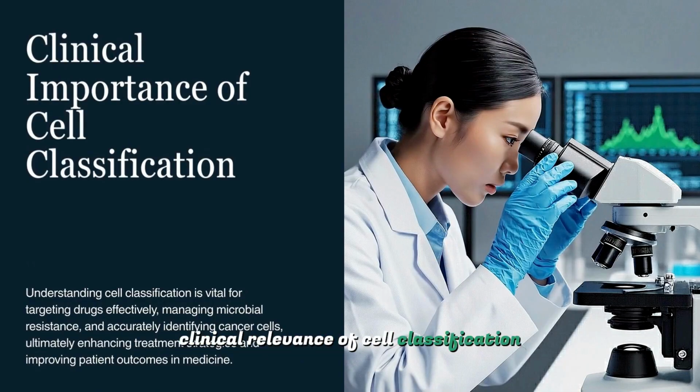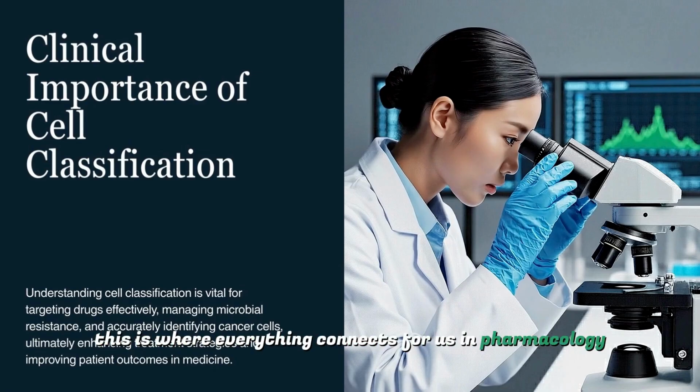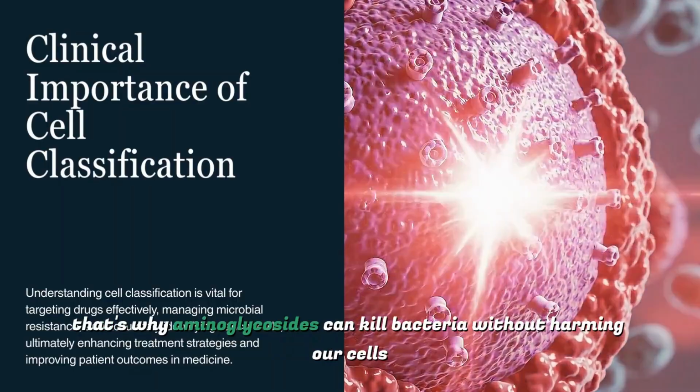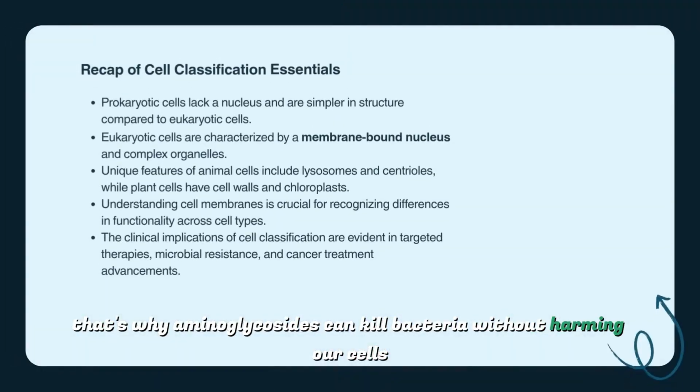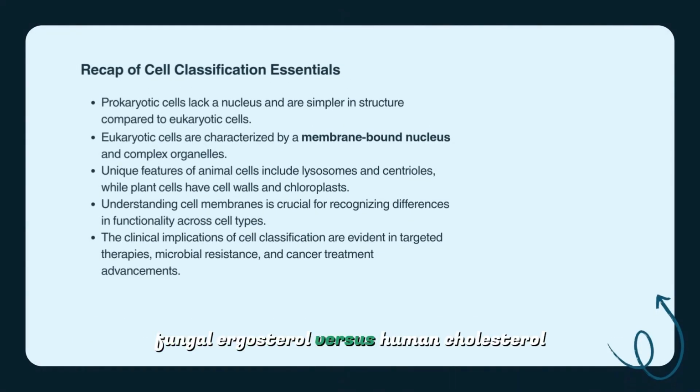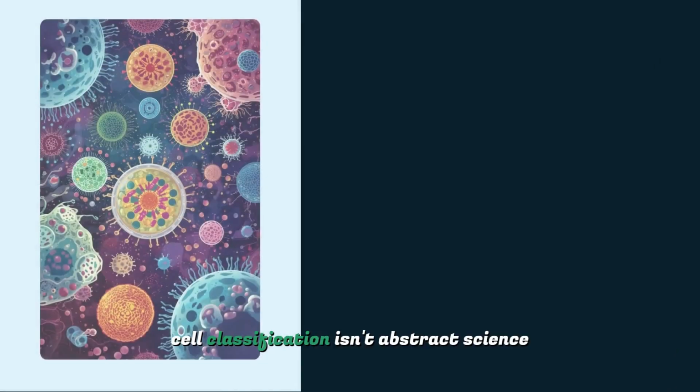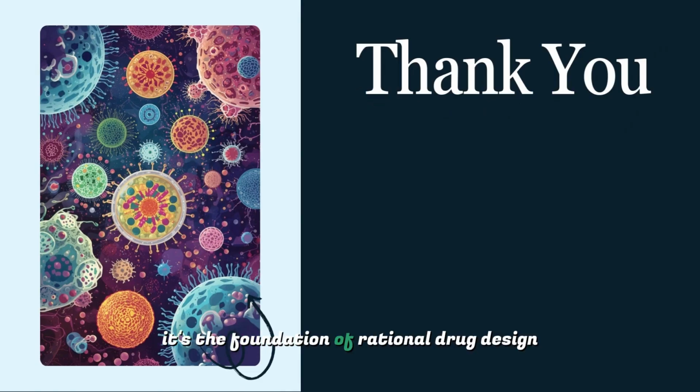Clinical relevance of cell classification. This is where everything connects for us in pharmacology. Bacterial ribosomes differ structurally from human ribosomes. That's why aminoglycosides can kill bacteria without harming our cells. Fungal ergosterol versus human cholesterol. That's the basis of antifungal selectivity. And when we look at cancer cells, their structural abnormalities, unregulated division, altered surface receptors, dysfunctional mitochondria, are exactly what targeted cancer therapies are designed to exploit. Cell classification isn't abstract science, it's the foundation of rational drug design.